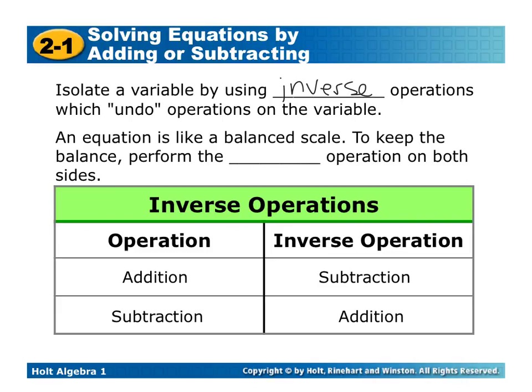And an equation is like a balance scale, and to keep the balance we have to perform the same operation on both sides. So if it's a balanced scale, it looks something like this. Because if I put a block on this side, I have to put a block on the other side. So you want to make sure that we're doing the same thing to both sides in order to keep the equation balanced. Examples of inverse operations would be, for example, addition. Inverse would be subtraction, because if I add something, I can undo it by subtracting. Same thing if I see subtraction, I can undo or do the inverse, which is addition.